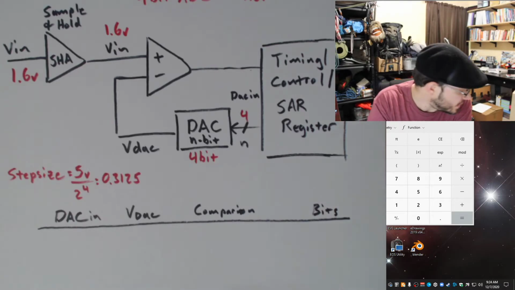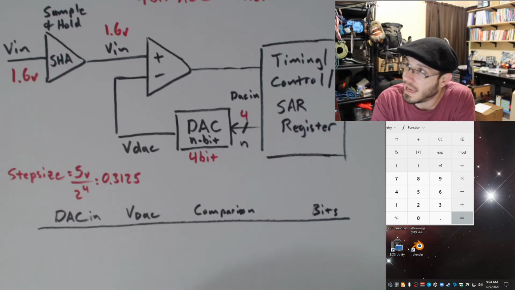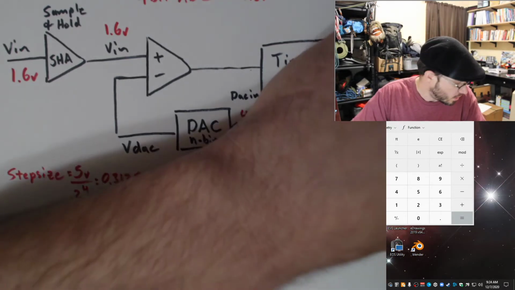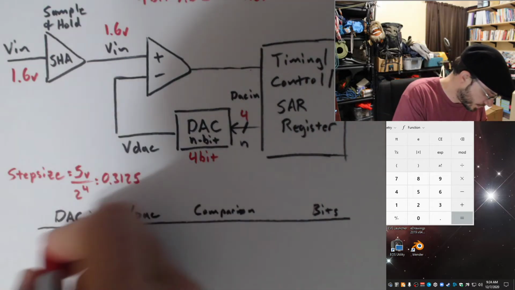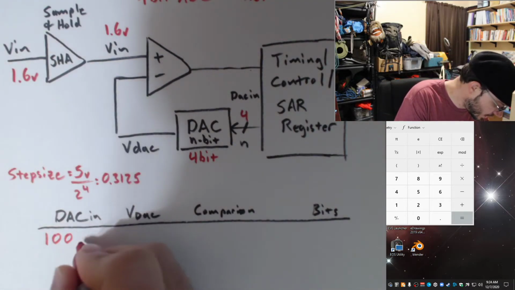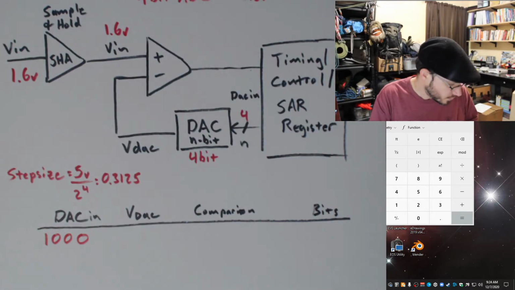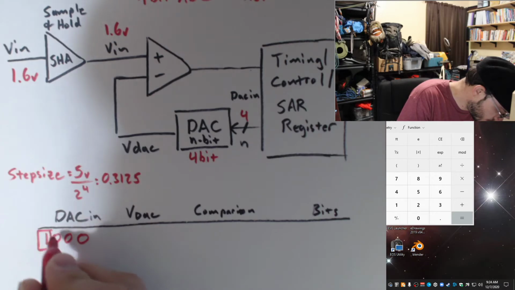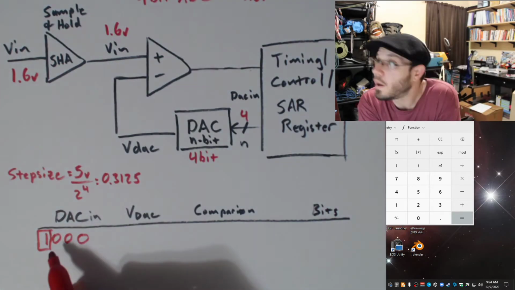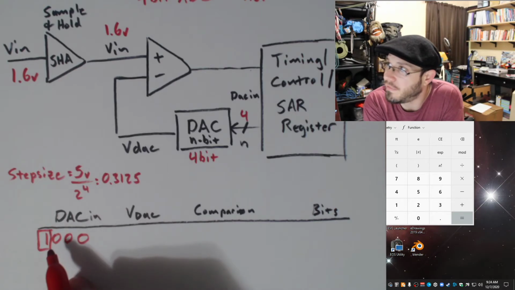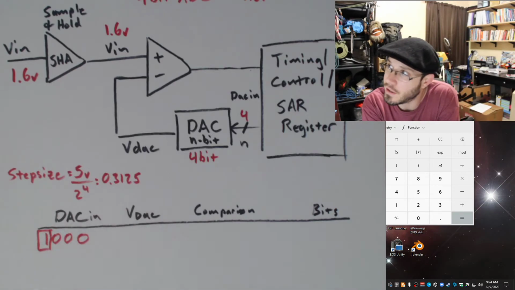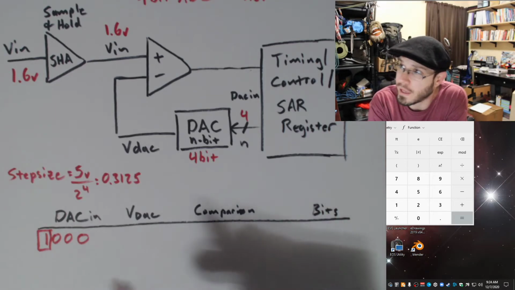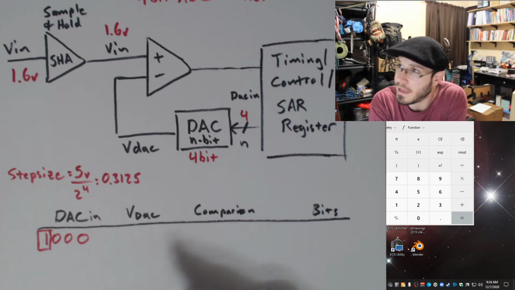Now, for our purposes, you're going to always pick the halfway point. The halfway point would be 1, 0, 0, 0. So what we're doing is we're setting the most significant bit here, leaving all other bits 0. Okay, so that's going to give us the halfway point with our most significant bit being set to 1.